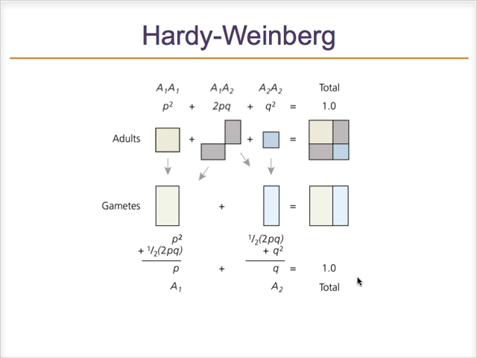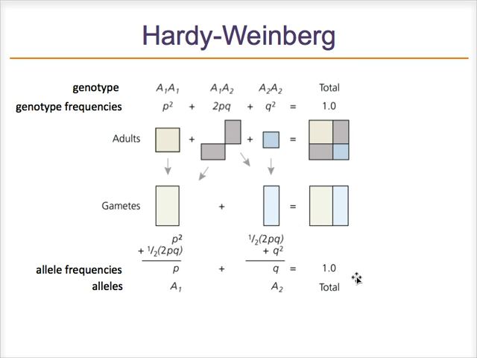So when you're studying Hardy-Weinberg, it's important to have these p's and q's straight. So just as a quick reminder, p squared, 2pq, q squared, these are genotype frequencies, the proportion of the population that is homozygous or heterozygous. p and q, on the other hand, are allele frequencies, the proportion of the gene pool that is carrying the A1 allele or the A2 allele.